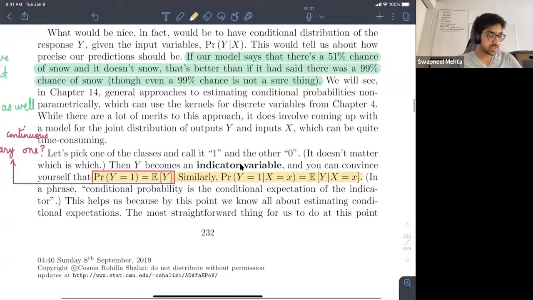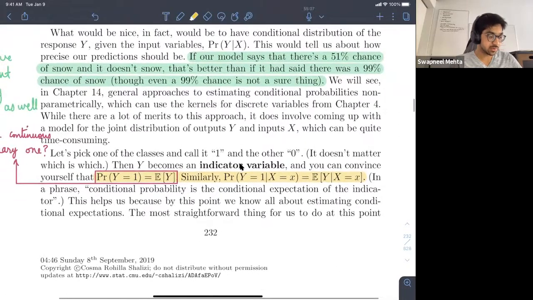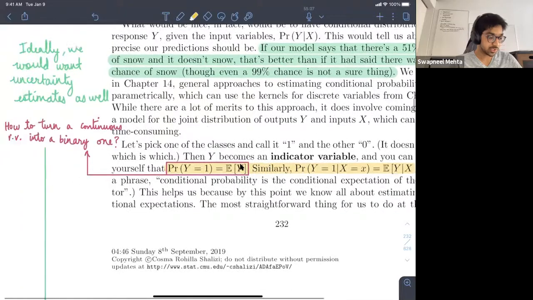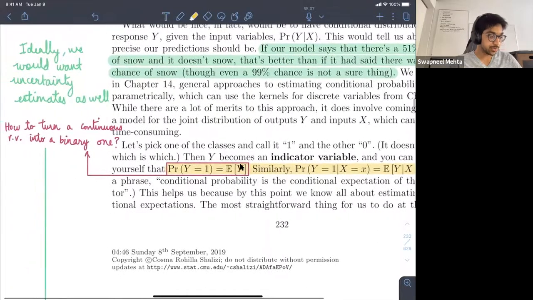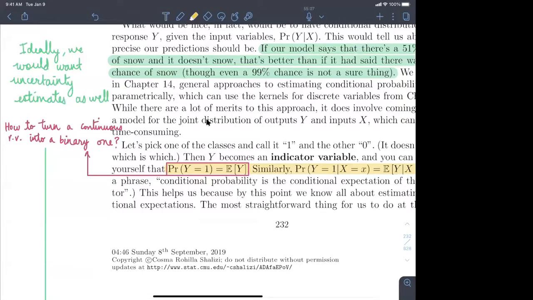So to put it very simply, I can start with a question. How do you turn a continuous random variable into a binary one? You can feel free to unmute and answer. Sigmoid. Sigmoid. Other.